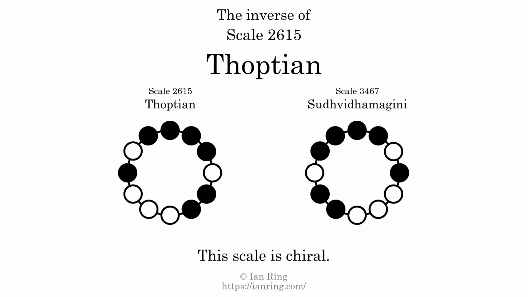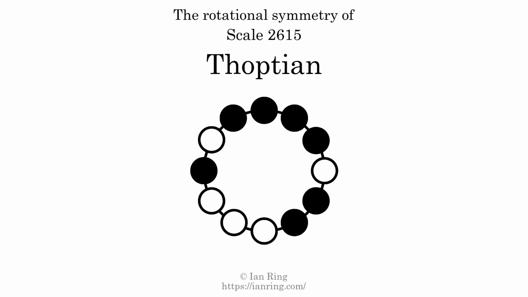The inverse of a scale is a mirror image. It is what you get when the sequence of intervals is reversed. The inverse of this scale is scale 3467, also known as Subdhamajani. This scale is chiral. It cannot transform into its inverse by rotational transformation. This scale has no rotational symmetry.